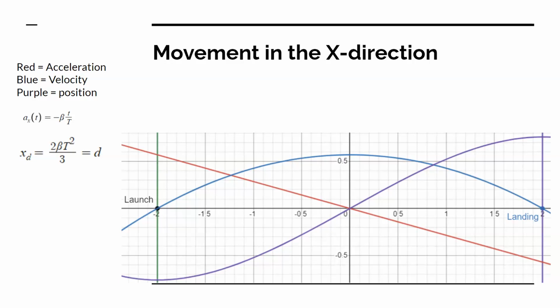Then moving to our velocity graph, which is the blue graph, what this shows is that at point negative t, our velocity increases to that point 0, which is our halfway point, and that marks our maximum velocity, and from there our velocity decreases back to 0.